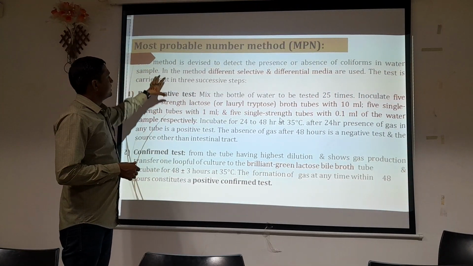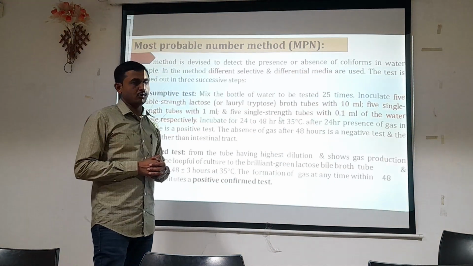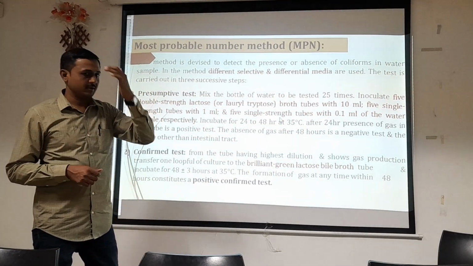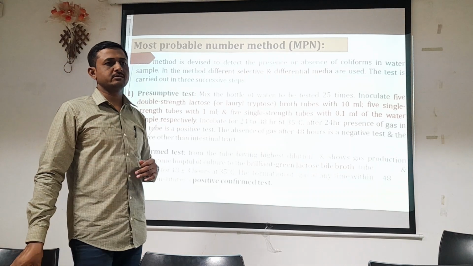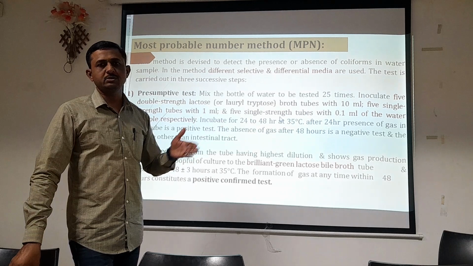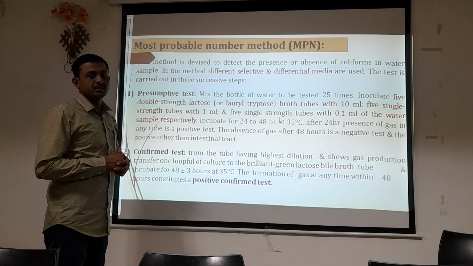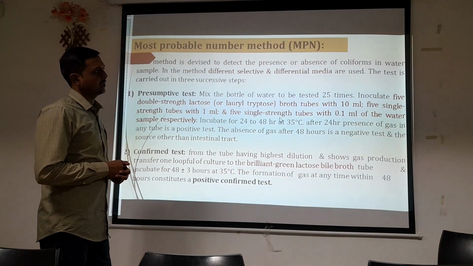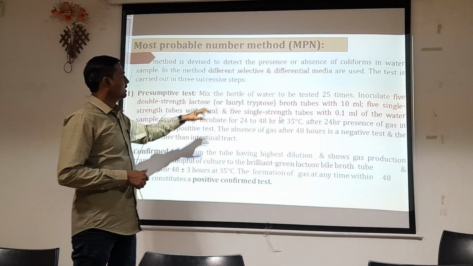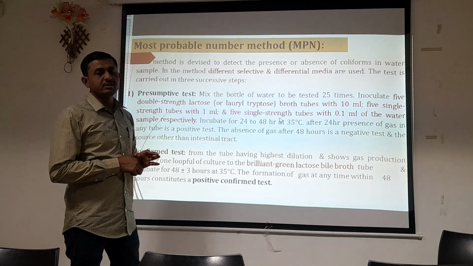This method is devised to detect the presence or absence of coliform in a water sample. By using this method we can determine whether the coliform organisms found in that particular water sample are of fecal origin or non-fecal origin. In this method, different selective and differential media are used. The test is carried out in 3 successive steps.